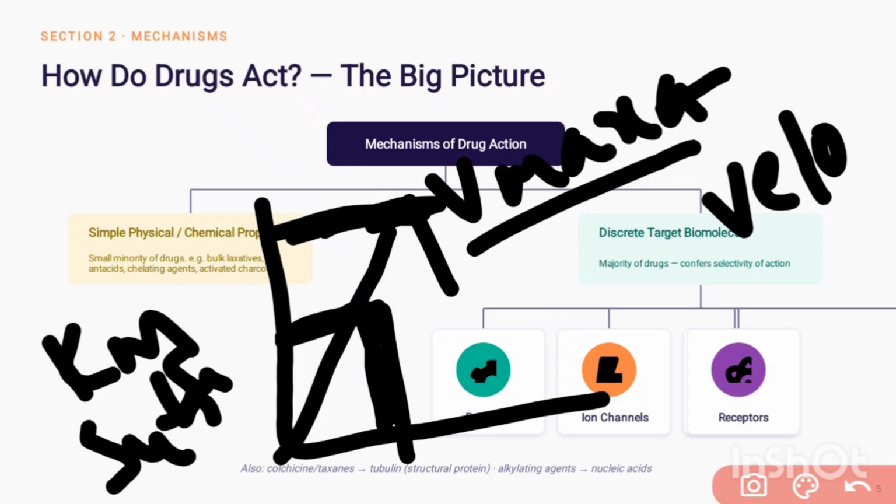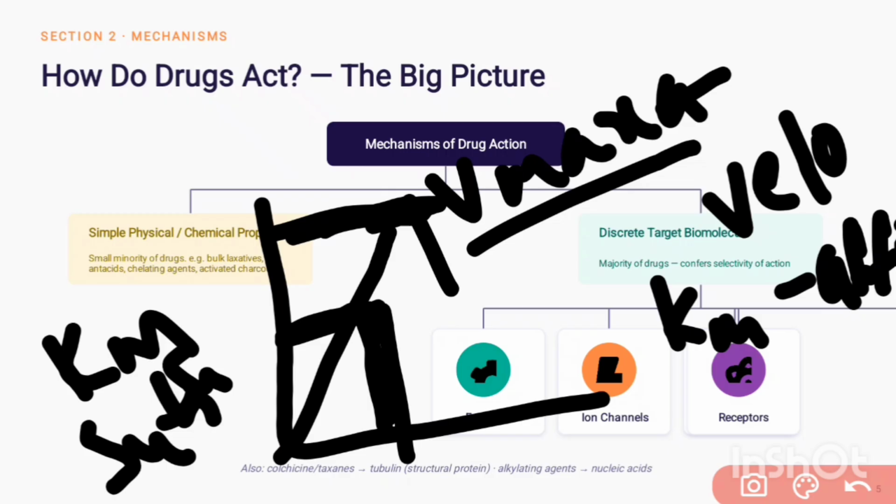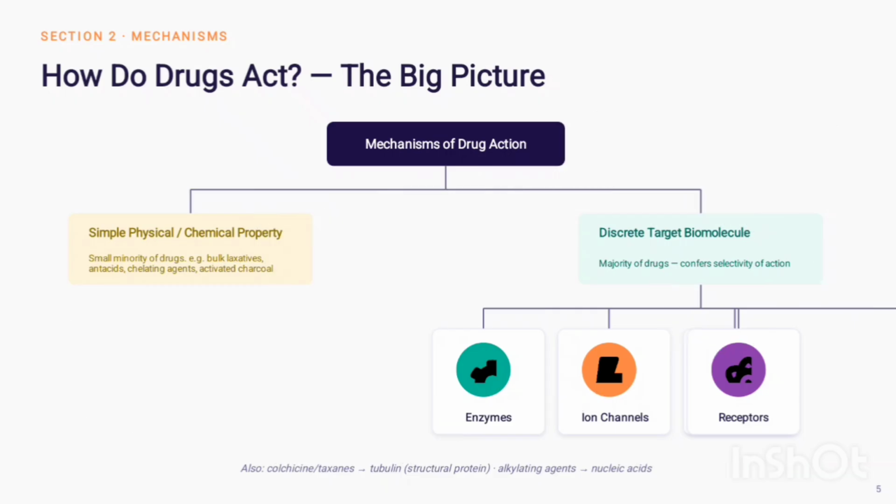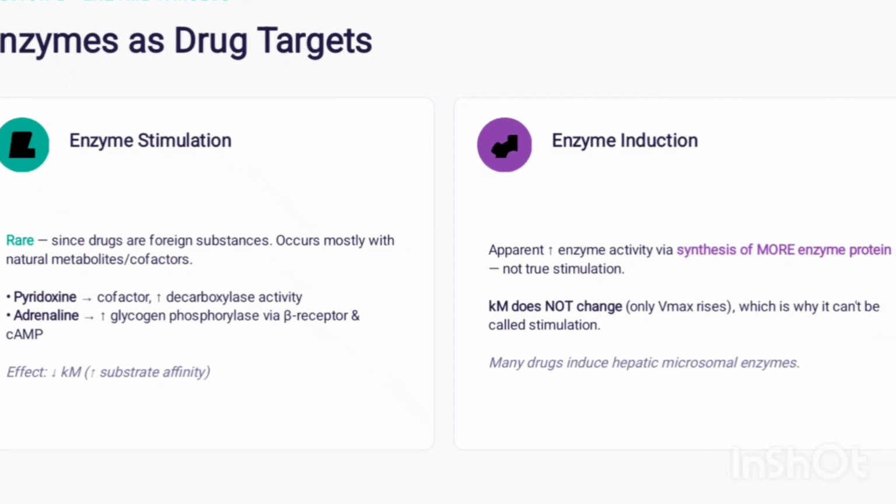If the Km is decreased, it means more affinity for substrates, and the enzyme reaction will take place more rapidly. In enzyme stimulation, this Km is decreased because the substrate affinity is increased. We are increasing the enzymatic activity, right? But in enzyme induction, the Km is not affected, but Vmax is increased.